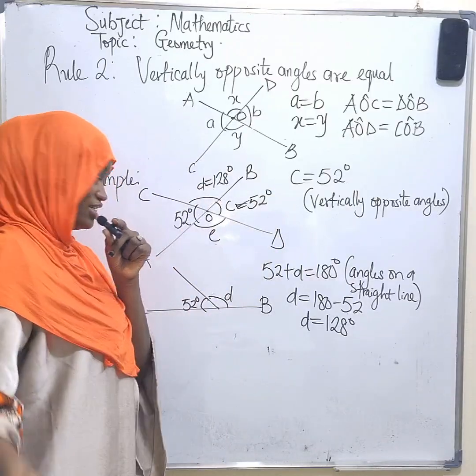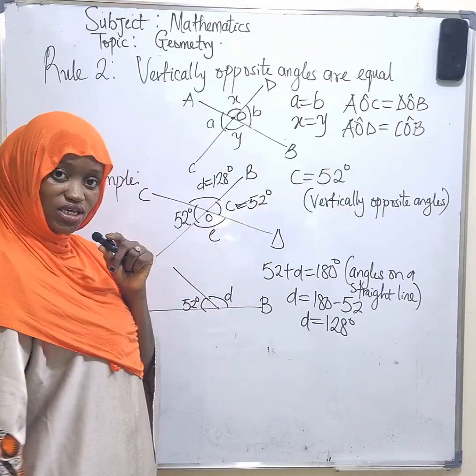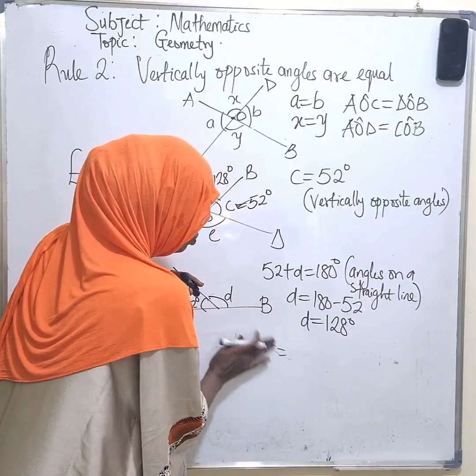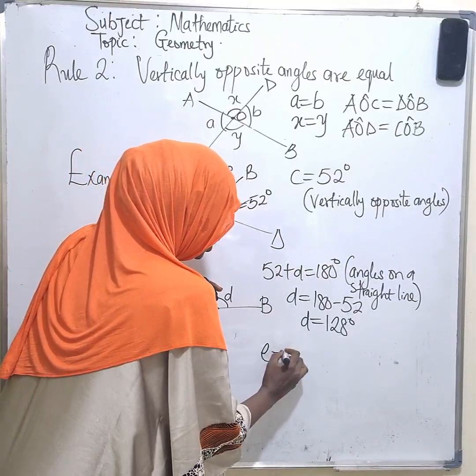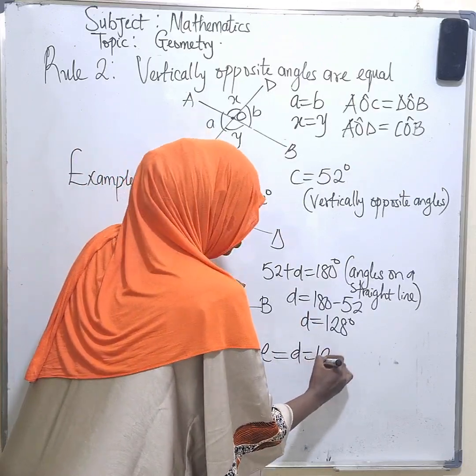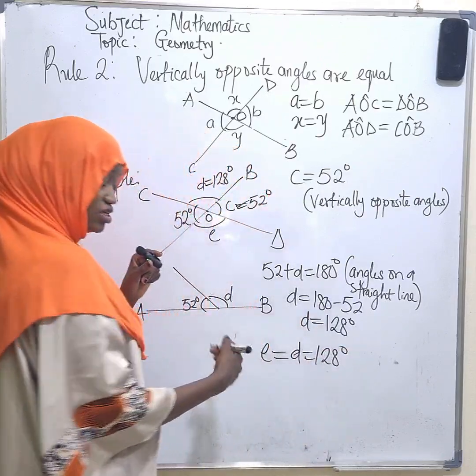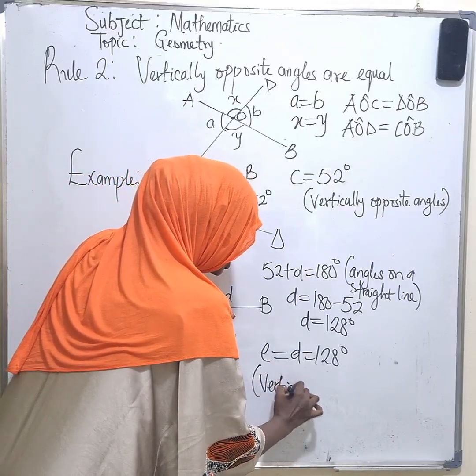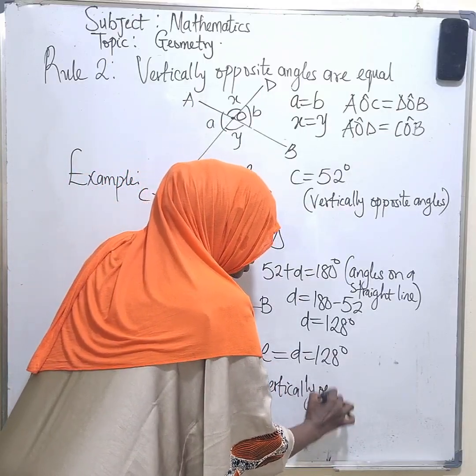Since we've gotten D, now we can easily get that of E. What will be E? E is vertically opposite to D, right? So E is equal to what? D. And D is equal to 128 degrees. So that means E is equal to 128. Why? Because they are vertically opposite angles.